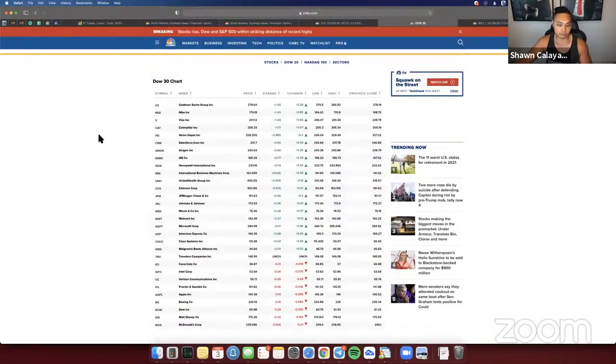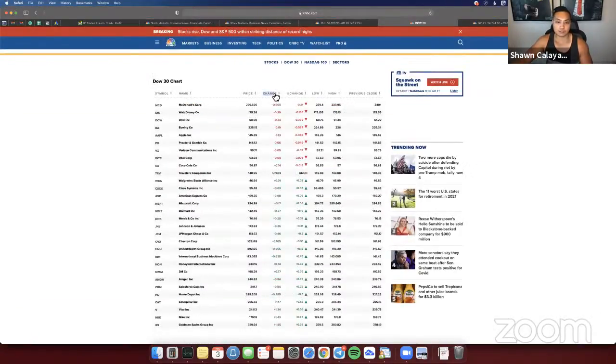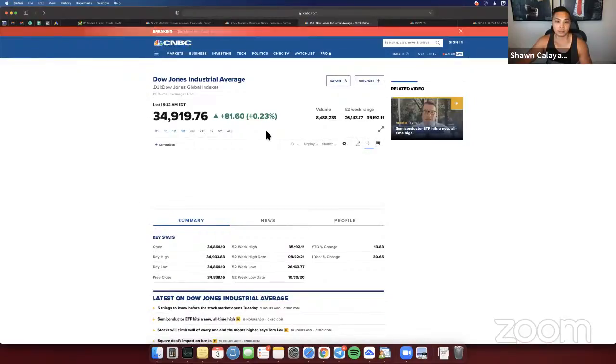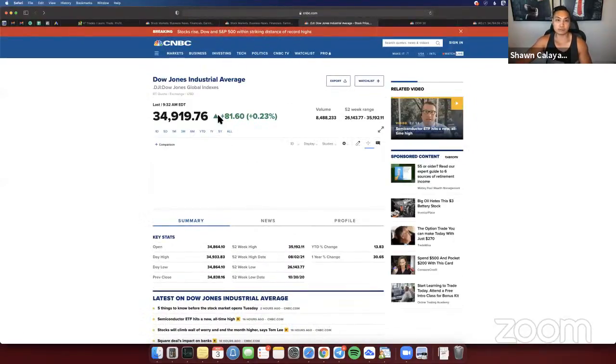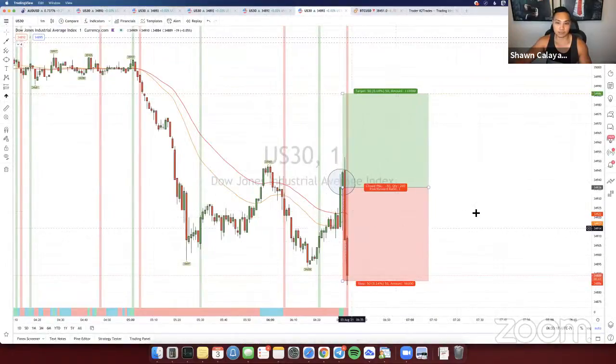Looking over here at the fundamentals, you can see a lot of stocks are starting to shift to the red side. It was completely green earlier. Now these are starting to turn red, and the overall still hasn't really changed much. It's still around 81 points. So these stocks rise down, S&P within striking distance of record highs again. And this is exactly why I wouldn't have taken this trade.